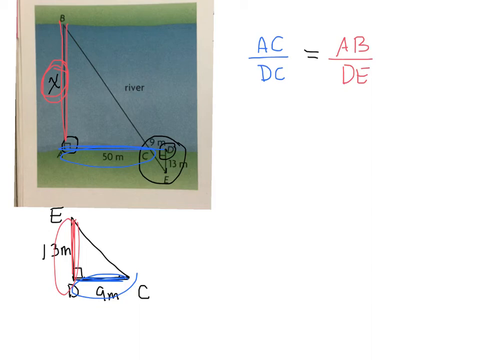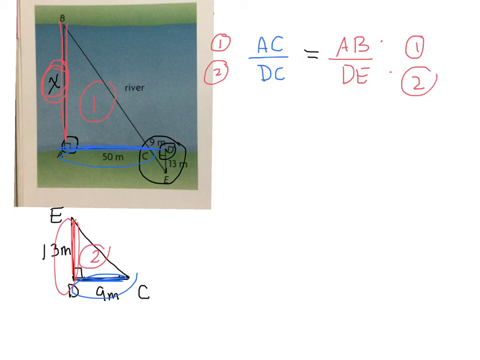Would it matter if I wrote DE over AB? What do you guys think? The order does matter because if I'm starting with AC, I'm going from triangle 1 to triangle 2. So this is triangle 1 and this is triangle 2. We have to keep it consistent. Triangle 1 to triangle 2. You have to write it in the correct order, okay? We can't flip the fraction around. It has to be written in the same order.